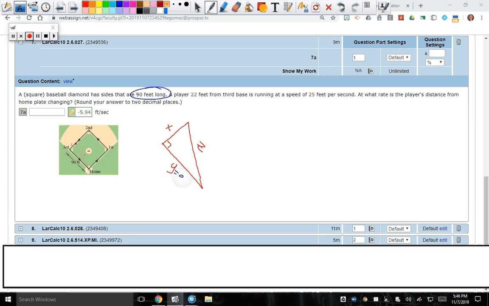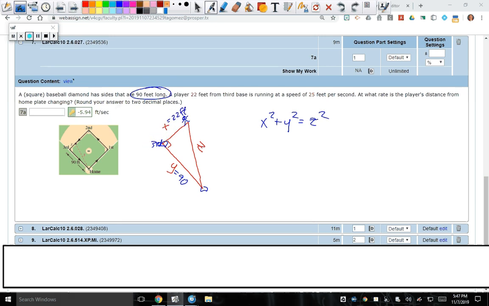So Y is 90 feet because you have home plate here and you have third base here. Okay? No worries. And then from there, your equation is x squared plus y squared is equal to z squared. And from there, a player 22 feet from third base, that means x is 22 feet, is running at a speed, so the player is here, and the player is running toward third base. So we know that the player is doing that, okay?